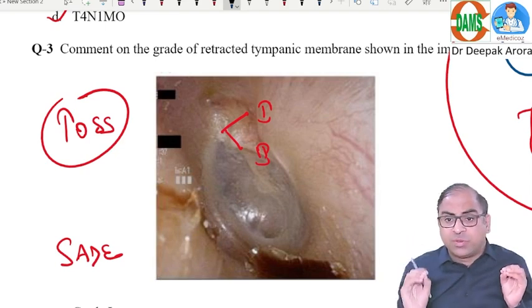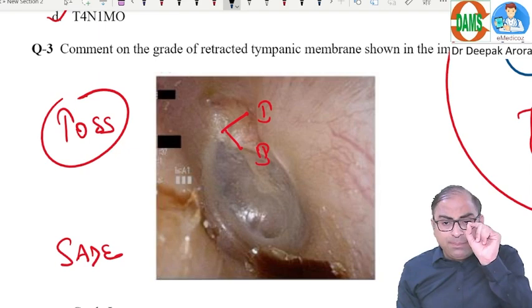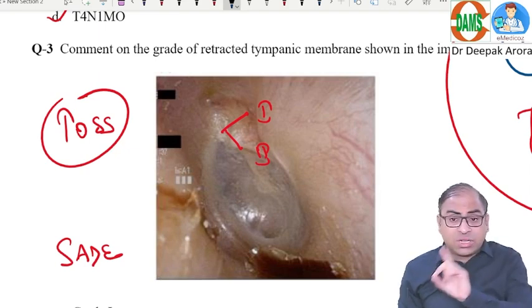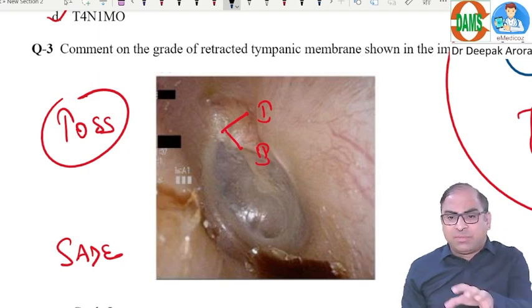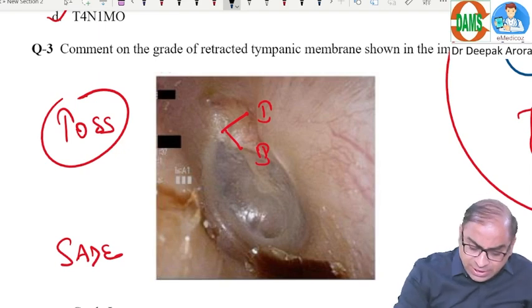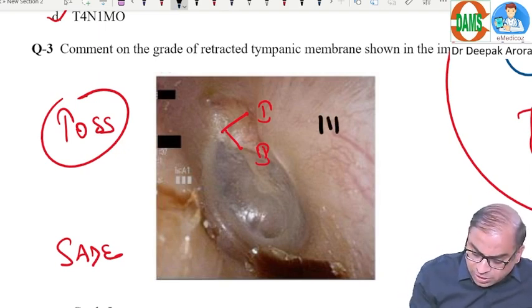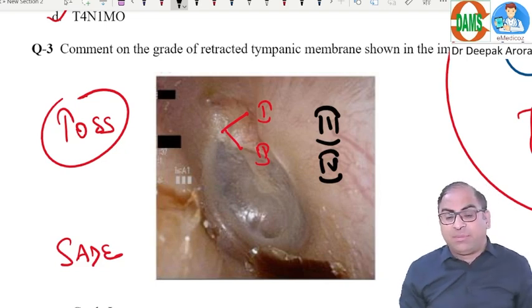Again, better revise with me. If pars flaccida is retracted and only the malleus is visible to me, not touching but visible, I'll go for grade 1. And if along with that some other structures or landmarks are visible, I'll be going for grade 2. Grade 3, grade 4. What is grade 3, grade 4? Grade 3 is mild damage to the epitympanum. Grade 4 is severe damage to the epitympanum.